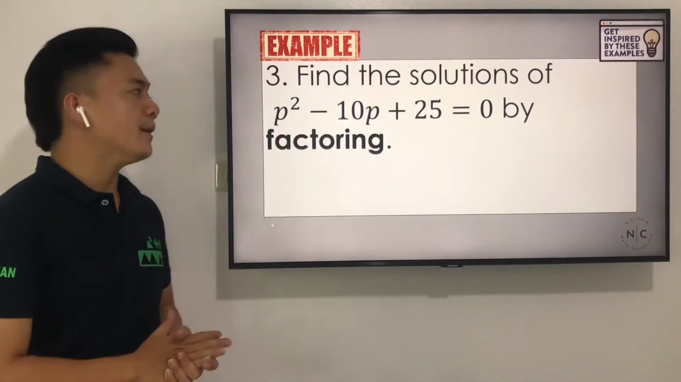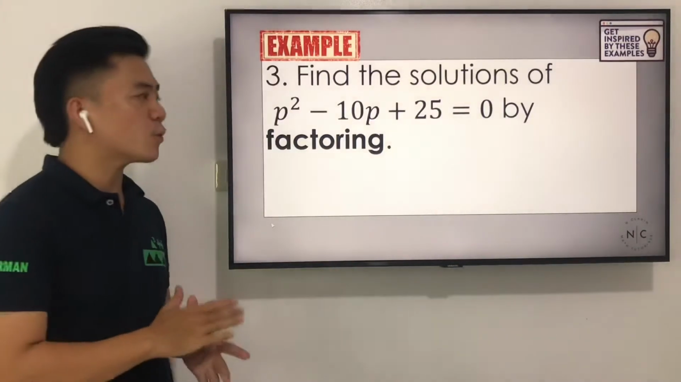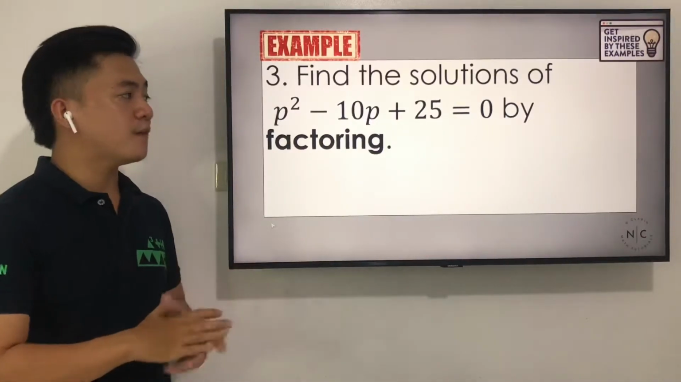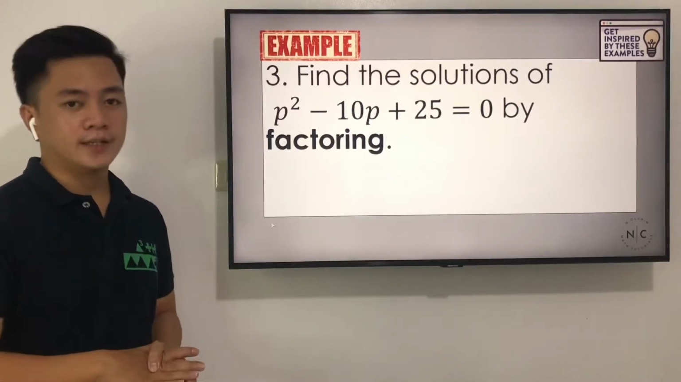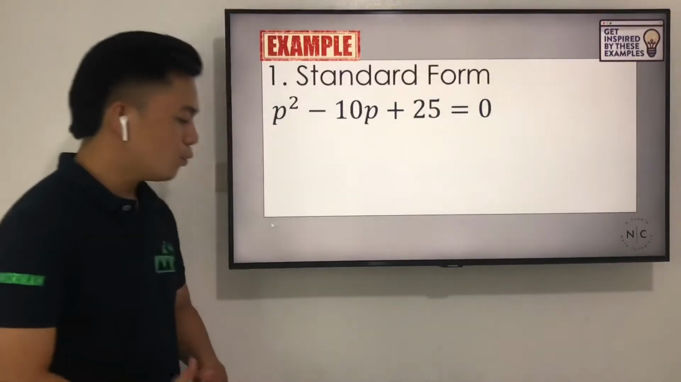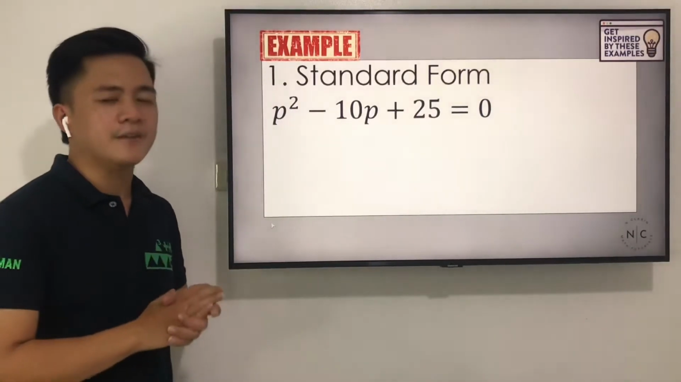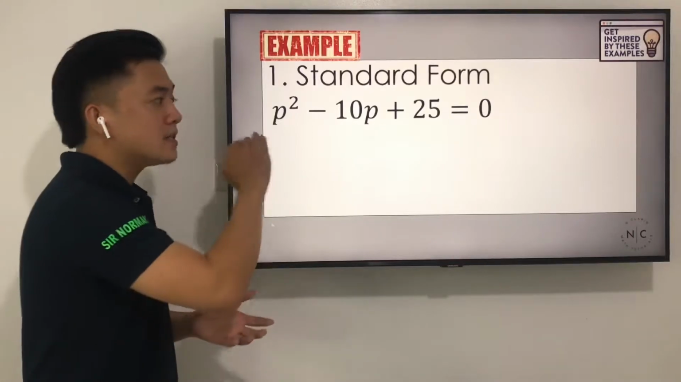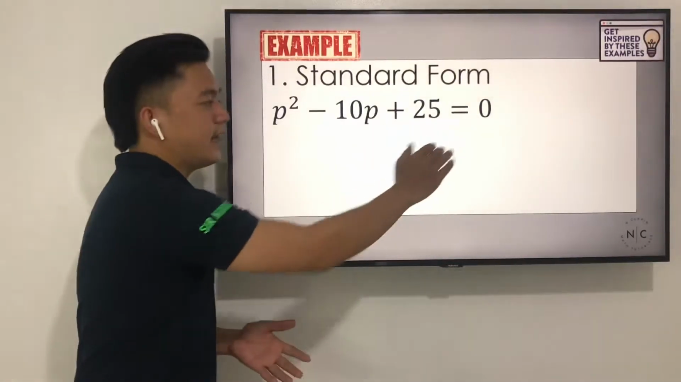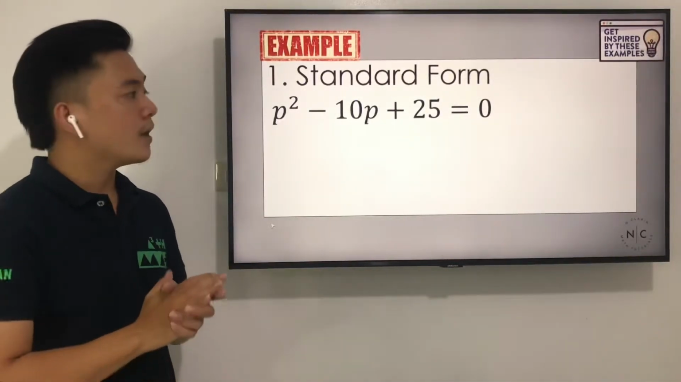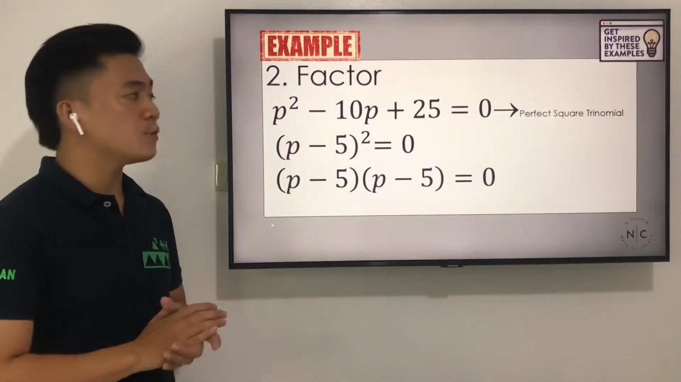Example number 3. Find the solutions of p squared minus 10p plus 25 is equal to 0 by factoring. Same step tayo, standard form. So kung makikita natin is naka-standard form na yung ating equation. Next step is we will factor.